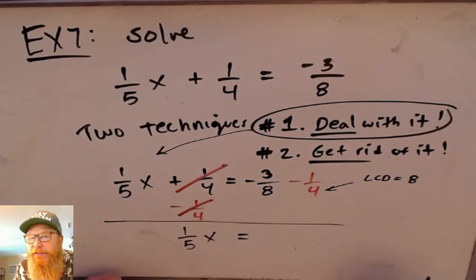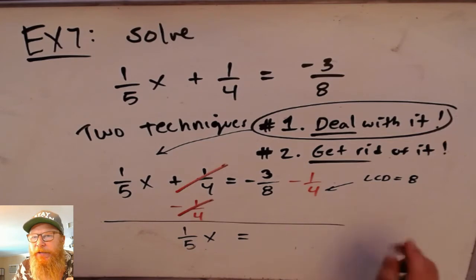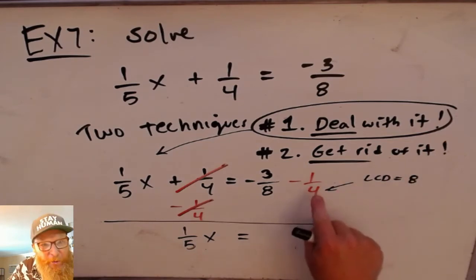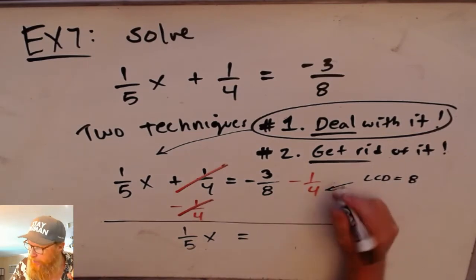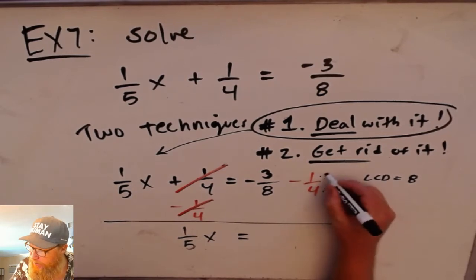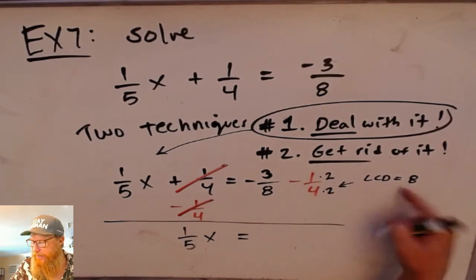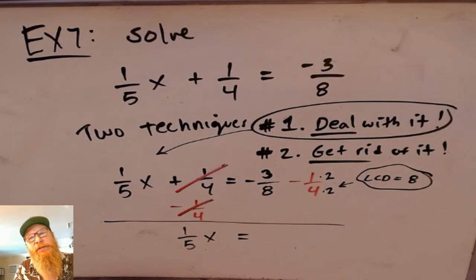I almost said the LCD was 4, but I caught myself. The LCD is 4 times 2, which is 8. Okay? So I'm going to multiply this by 2 in order to make the LCD equal to 8.